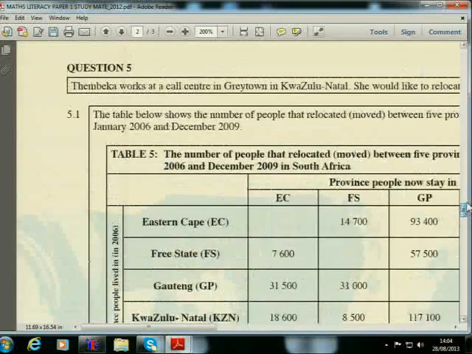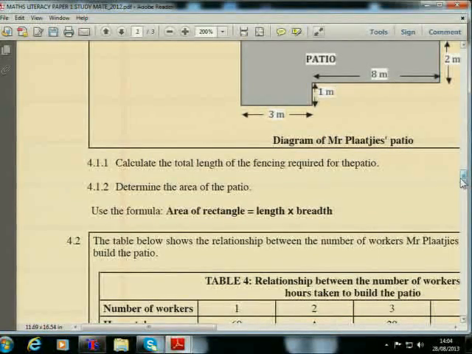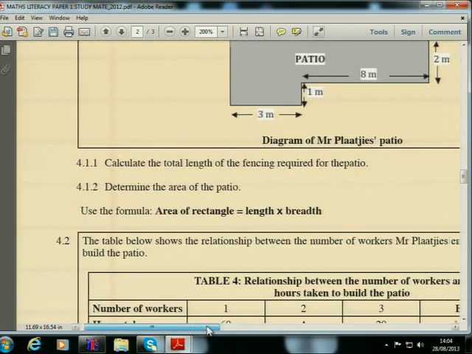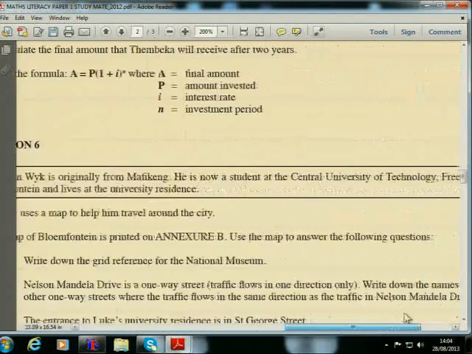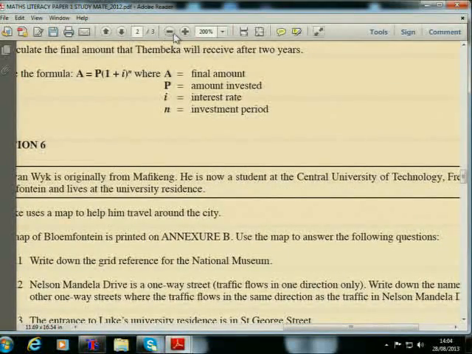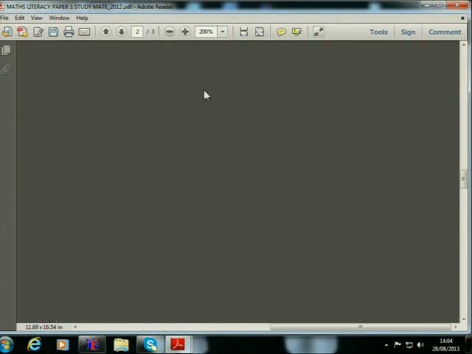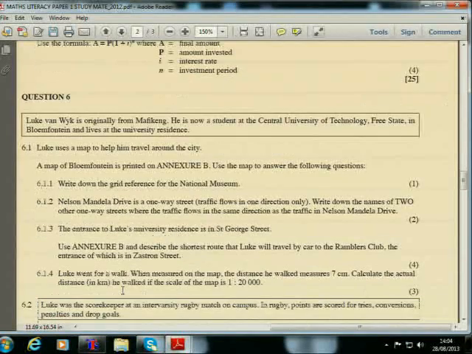Let's go back to the question. You will also realize that there are no calculations done here so far, because we just have to identify the streets. Let's go back to our questions. Now we go on to question 6.1.3.